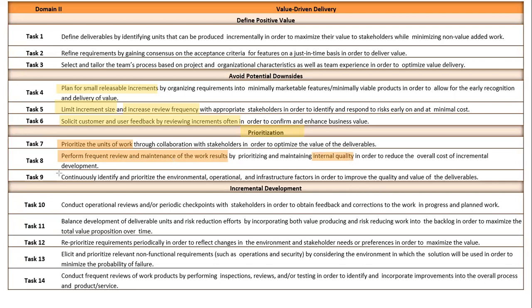Lastly, we have continuously identify and prioritize. This is chiefly the product owner's responsibility. And the main thing is we're trying to improve the quality and value of the deliverables. You see that common theme, quality. Quality is fitness for use, conformance to requirements, and customer satisfaction, but it's also doing the appropriate things at the appropriate time.